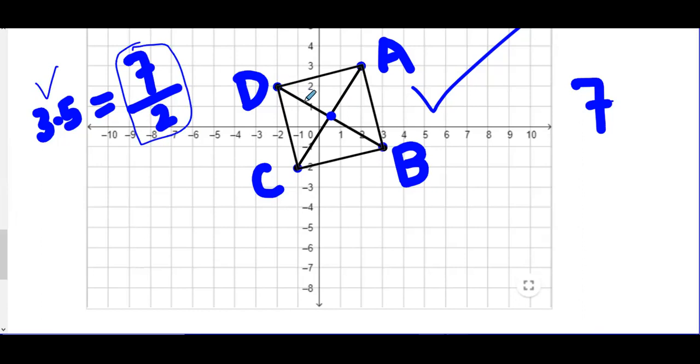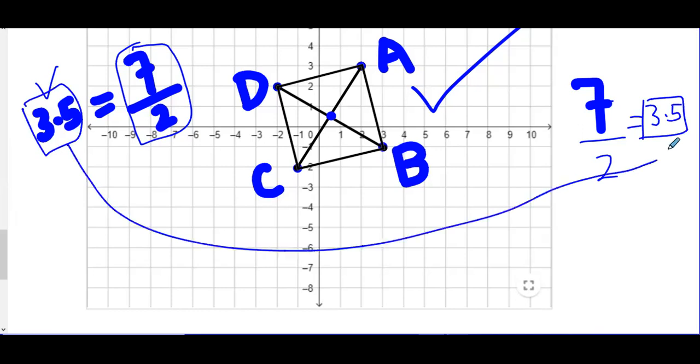1, 2, 3, 4, 5, 6, 7 boxes are there. Now, when I do 7 divided by 2, I get 3.5. Do you remember what we got? Here we got 3.5, and also we have got 3.5 for the other diagonal. Hence, by referring to this diagram, the two diagonals have the same midpoint. And you can check here: 1, 2, 3 and a half. Also from here, 1, 2, 3 and a half.